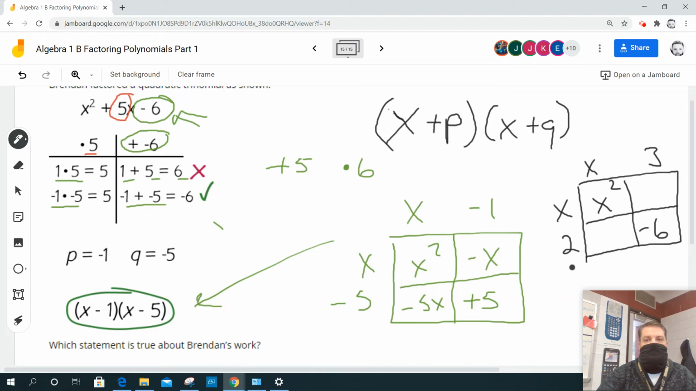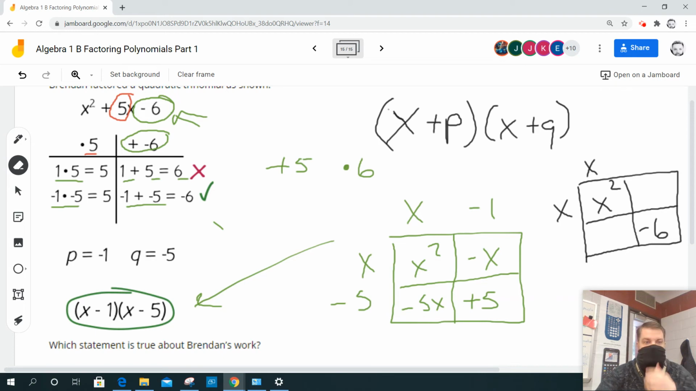Oh, wait. That won't work, will it? Because one of them has to be negative, and it adds up to 5. But if I put a negative 2 here, 3 minus 2 is 1. If I put the negative here, that won't work. What else can I multiply to get 6? Well, I could put 6 and 1.